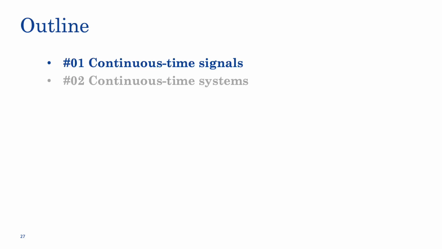So that's all for this class on continuous time signals. In the next class, we will study continuous time systems, which receive continuous time signals as inputs and produce continuous time signals as output. So see you in the next class.